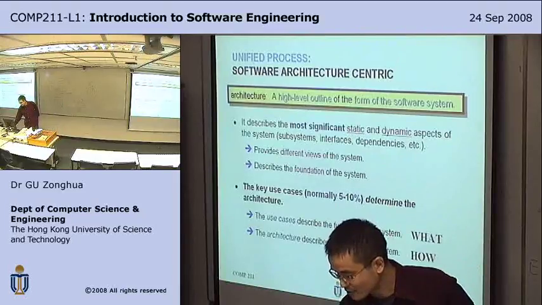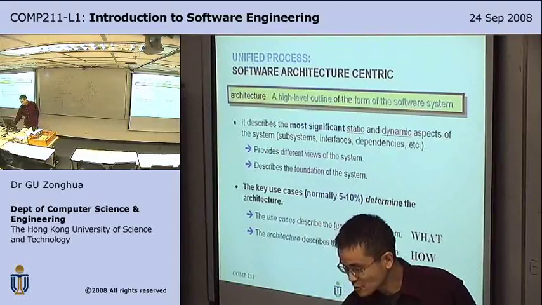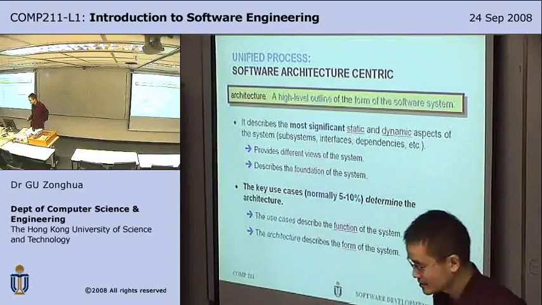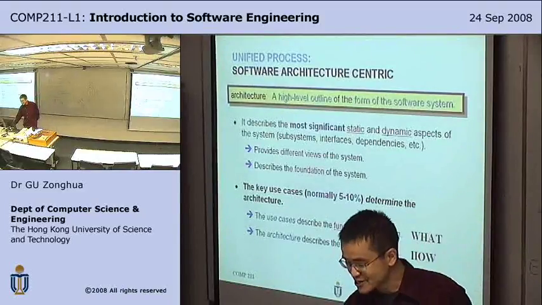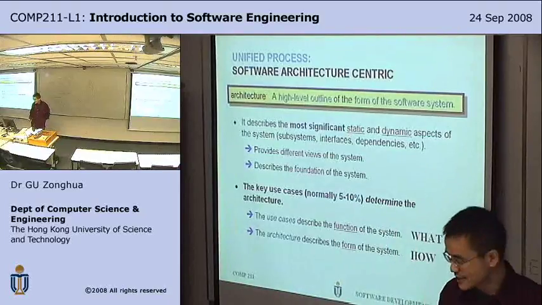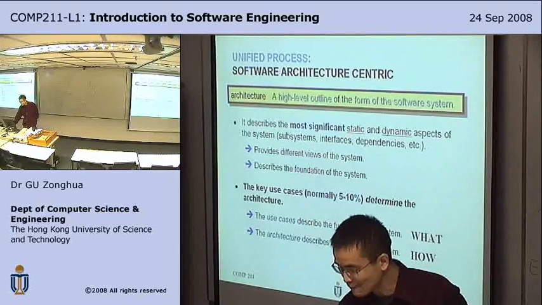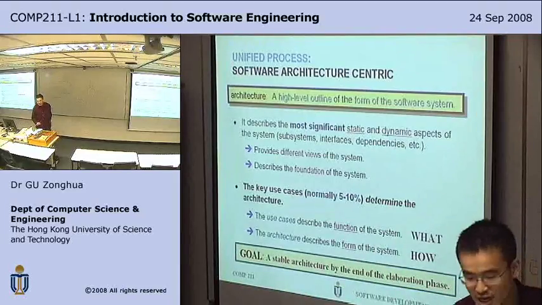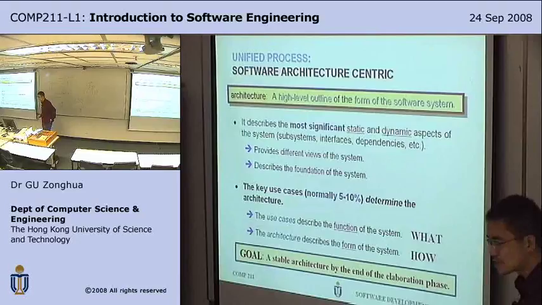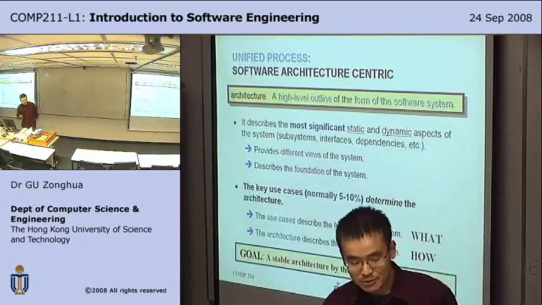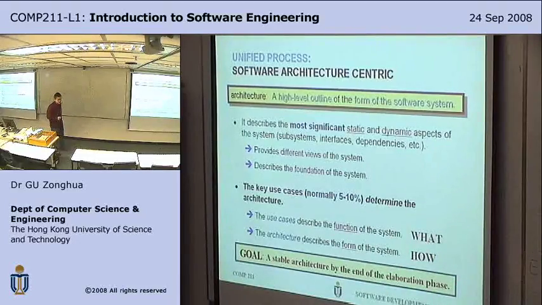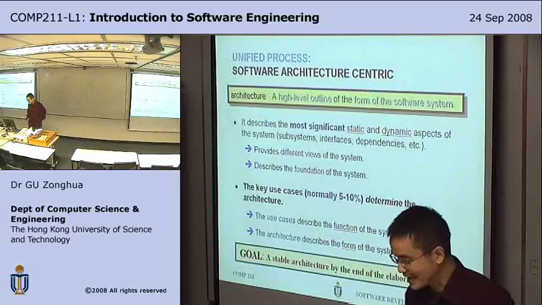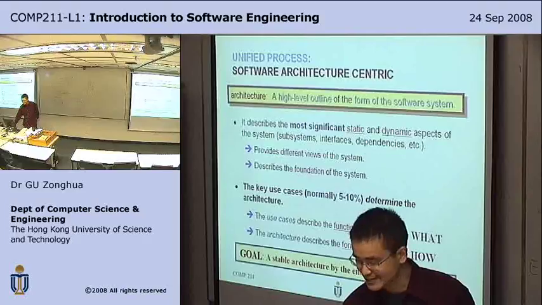So what versus how. Typically the client doesn't care about the how. He only cares about the what. It's the job of the software engineers to design a good architecture to accomplish the use cases. The goal is to have a stable architecture by the end of the elaboration phase. Remember the 4 phases: inception, elaboration, construction, and transition. So by the end of the elaboration phase, your system architecture should be stabilized.